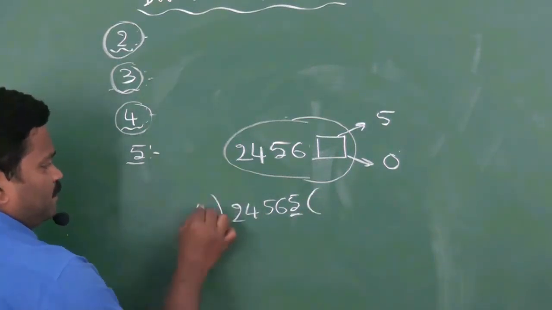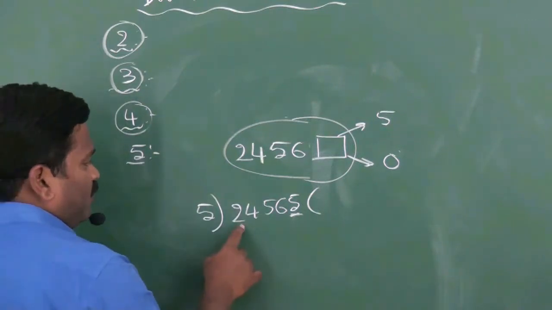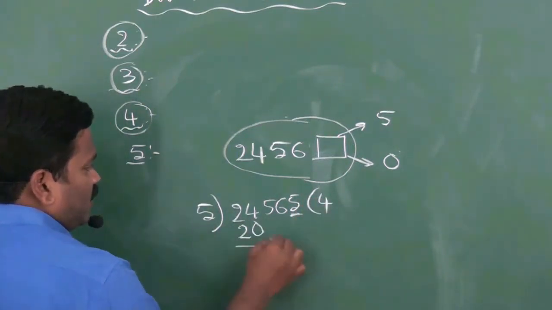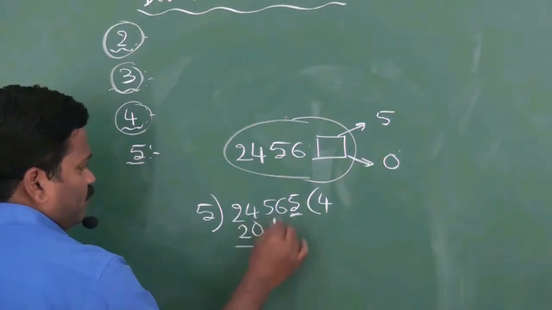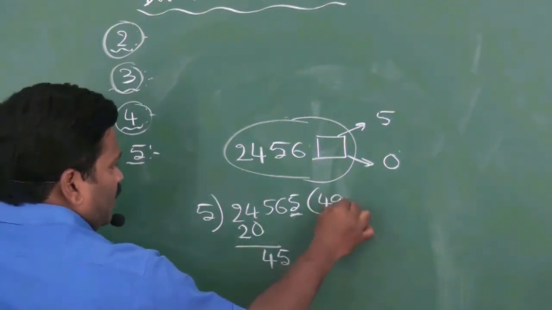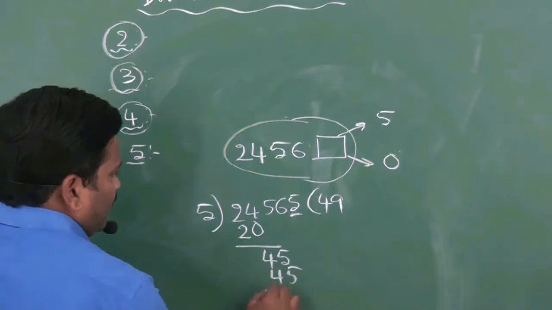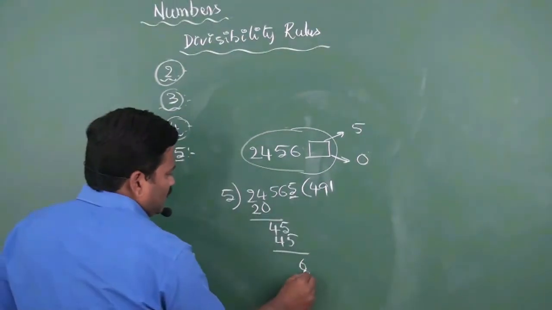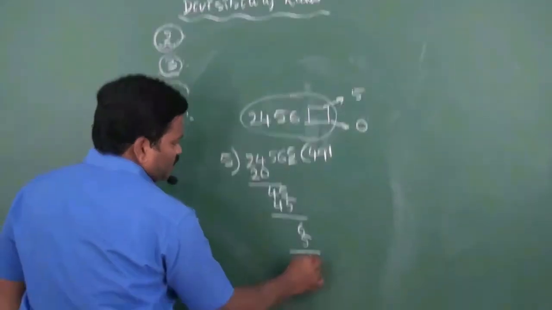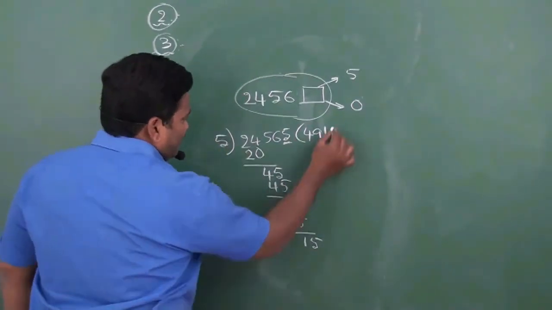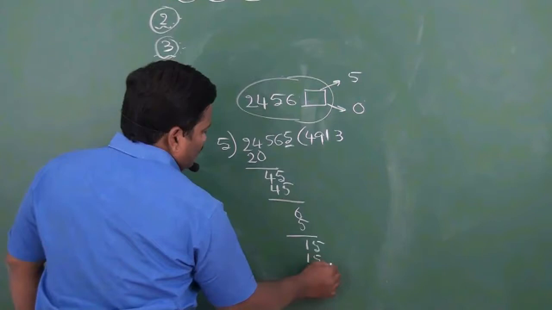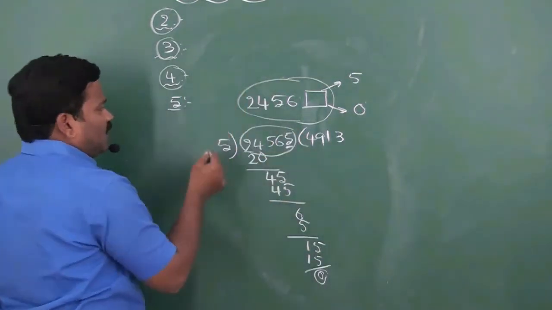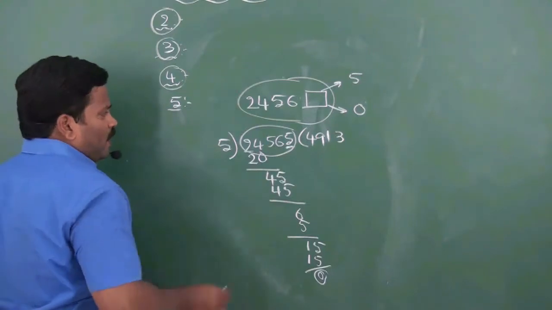Let us check. 24 will go 5 4 times. 20. The remainder is 4. Then 45. 5 9s are 45. You take 6. 5 1s are 5. The remainder is 1. 5 3s are 15. The remainder is 0. Therefore, this entire number is divisible by 5.